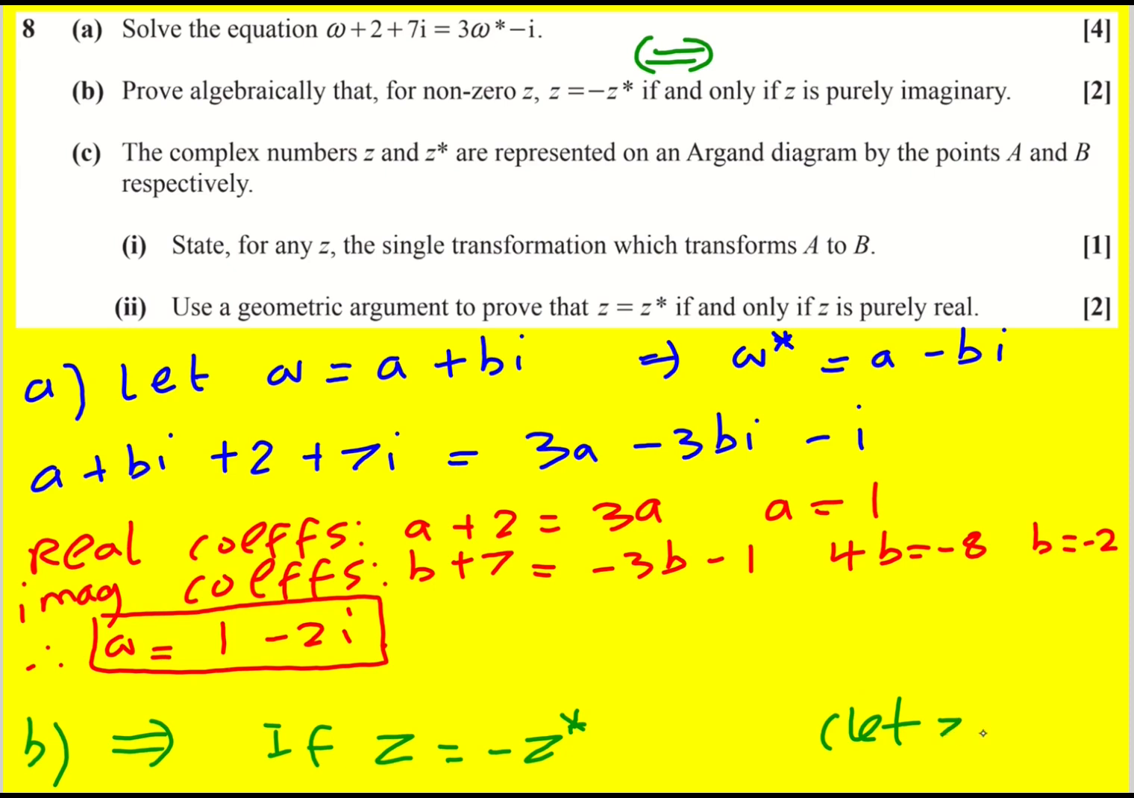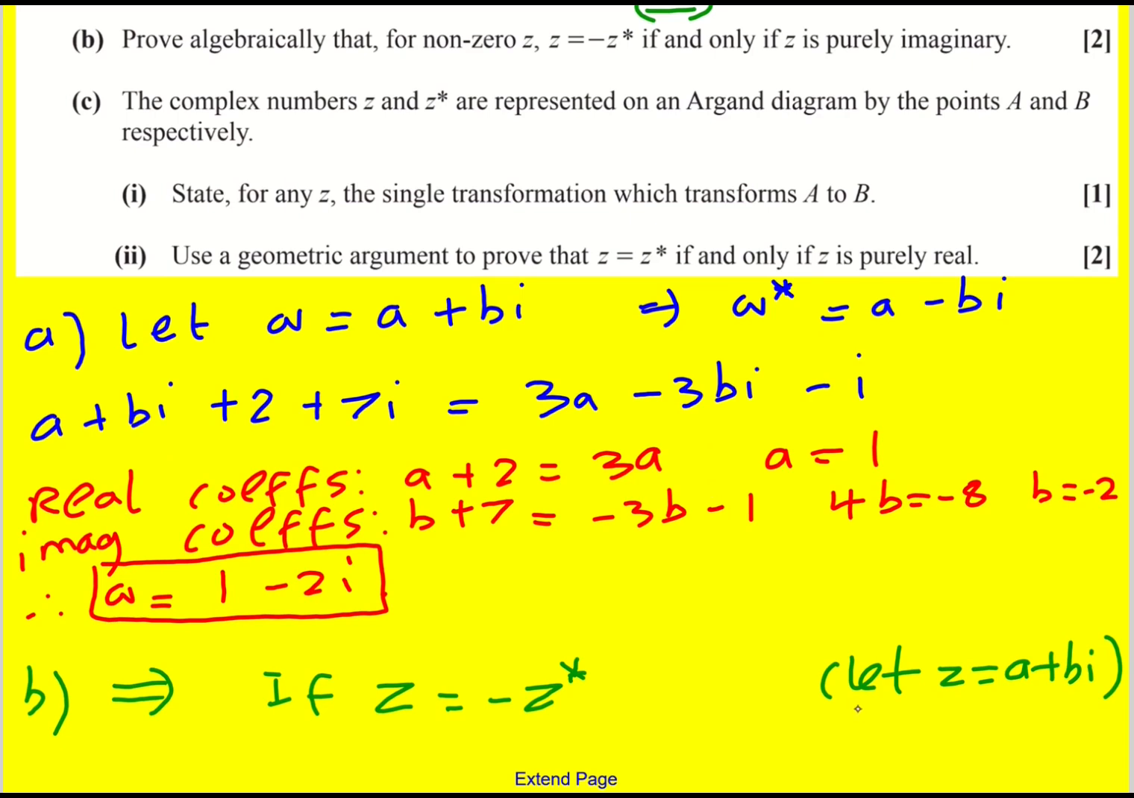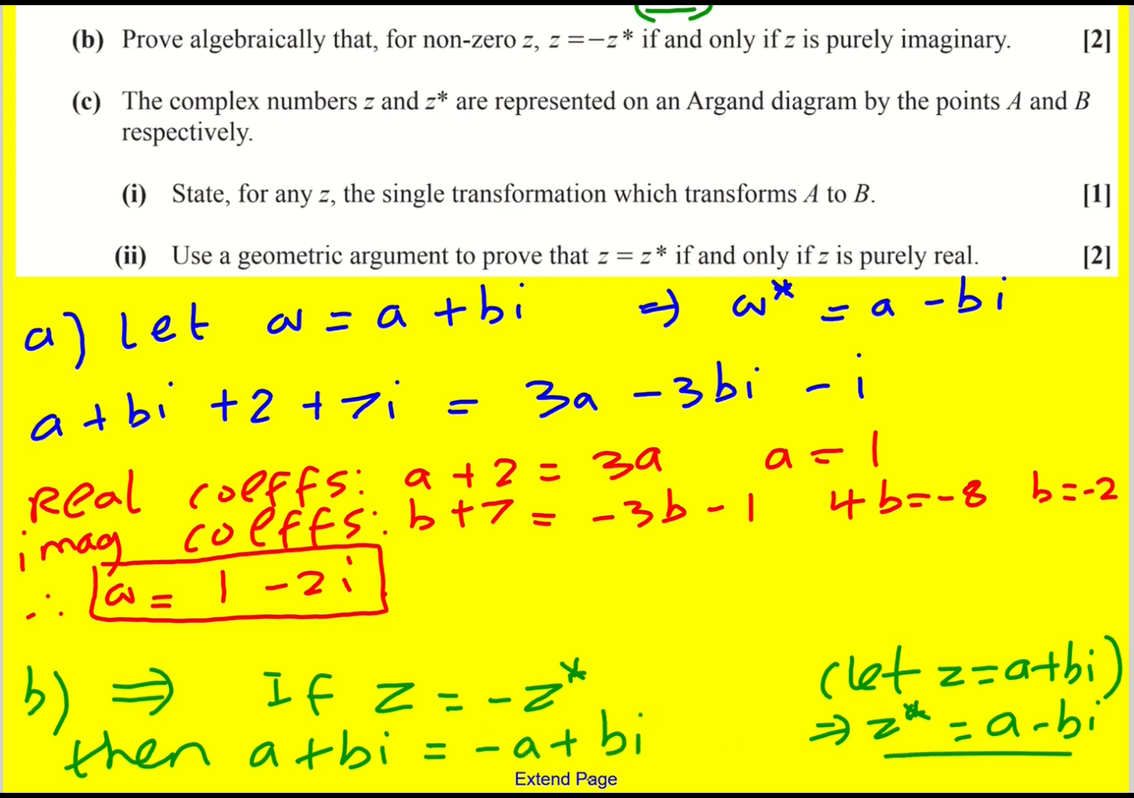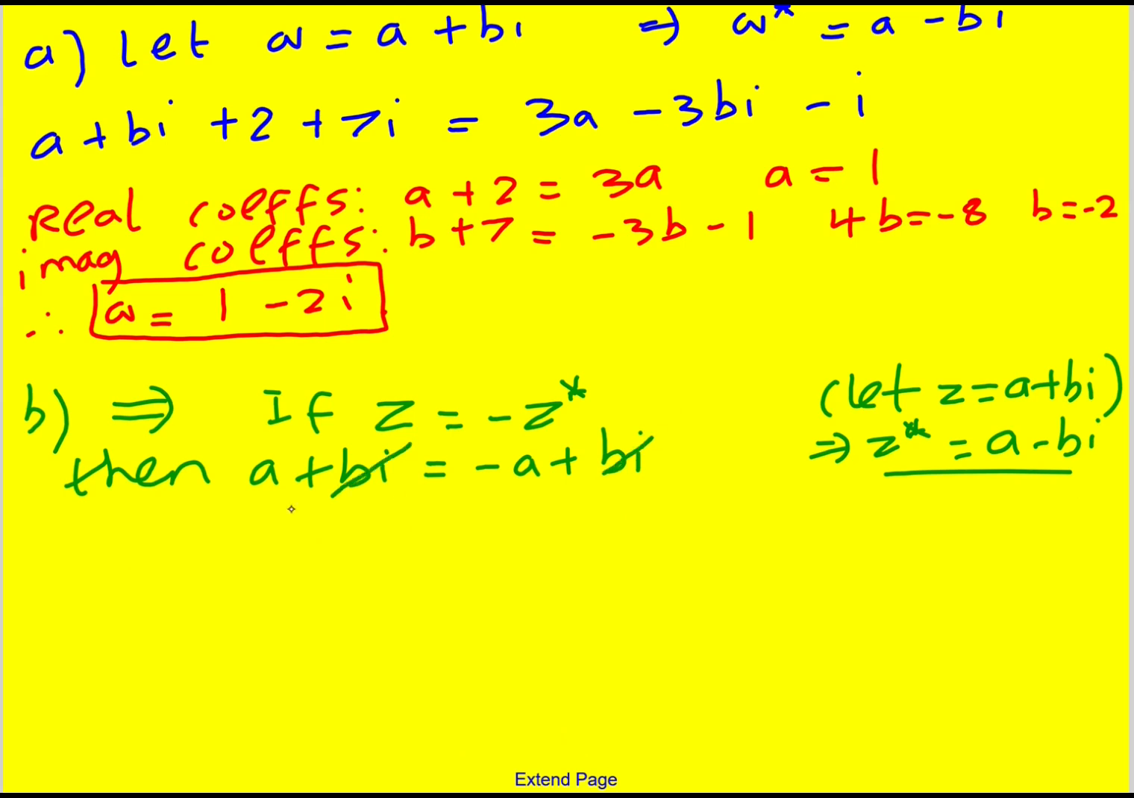I'm going to let z equal a plus bi like I did before. And that implies that z star, the complex conjugate, is going to be a minus bi. Then a plus bi will equal minus a plus bi. I've taken the negative of what I found here. These cancel. It must be that a is equal to 0. And therefore z is purely imaginary.